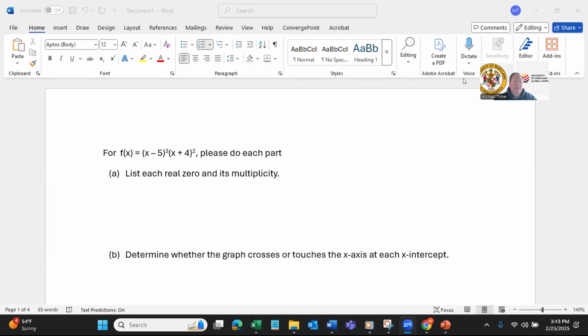Hello, everybody. Today we have this function f of x equals (x minus 5) to the 3 times (x plus 4) to the 2, and we're going to do each of these parts. So first, we'll list each real zero and its multiplicity. To help us with this, let's go ahead and graph this function.